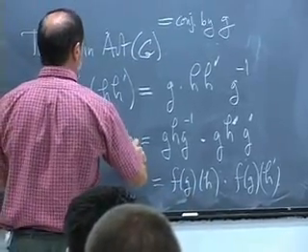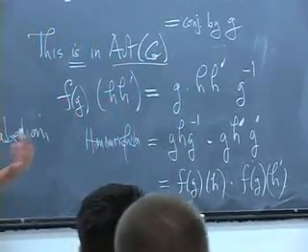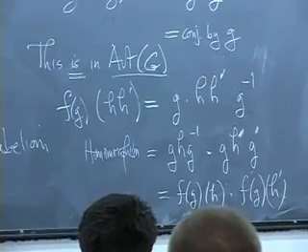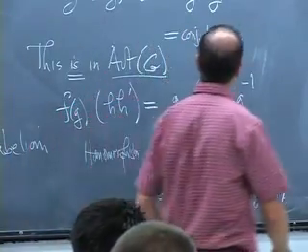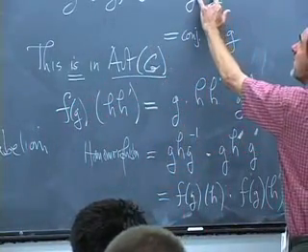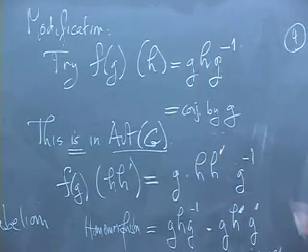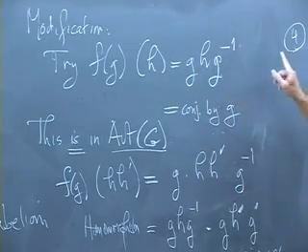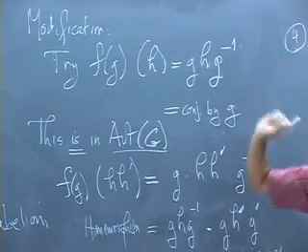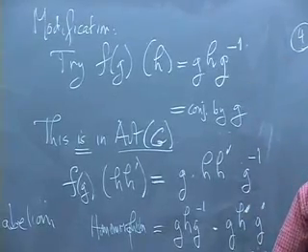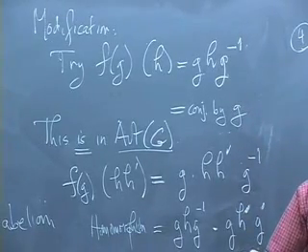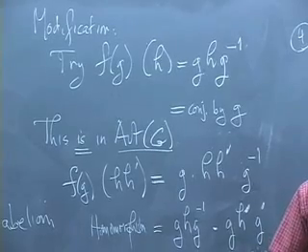To show it's an automorphism, we have to show it's one-to-one and onto. First of all, we have to show that every element in the group can be written in this way. And then we have to show that if ghg^-1 is equal to gh'g^-1, then h is equal to h'. You willing to believe me on those two, or do you want me to do it? But you're right, those have to be checked.